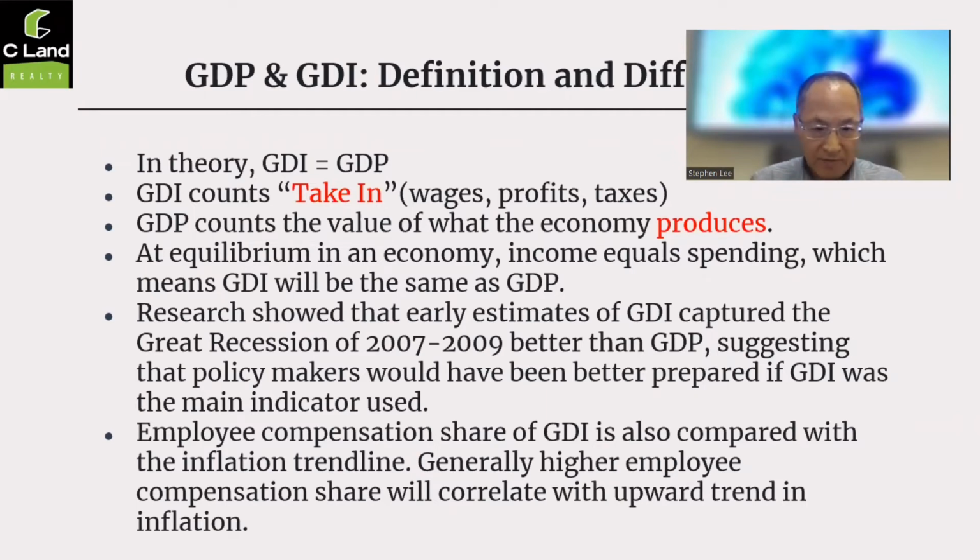And employee compensation share of GDI. So basically, your salaries, your commissions, etc. Okay, GDI includes employee compensation, right? That portion is also compared with the inflation trend line. In other words, if the employee compensation share of GDI increases, then you will see inflation. So generally, a higher employee compensation share will correlate with an upward trend in inflation.